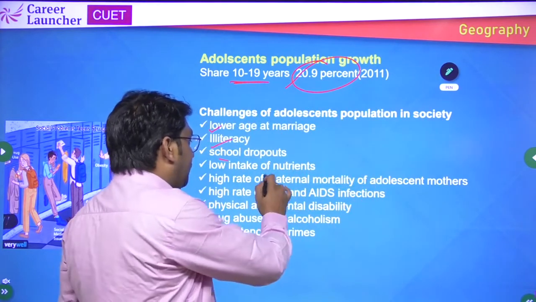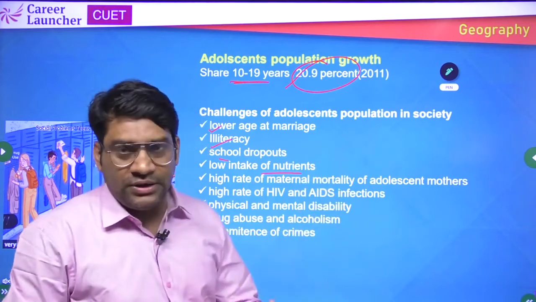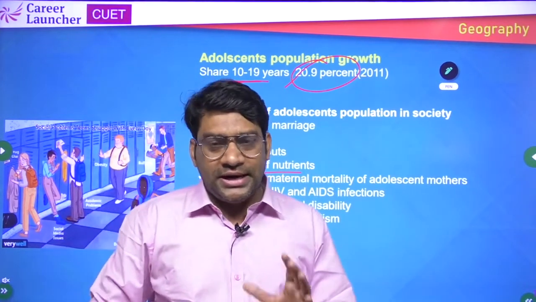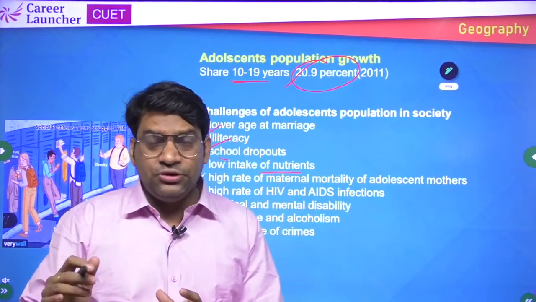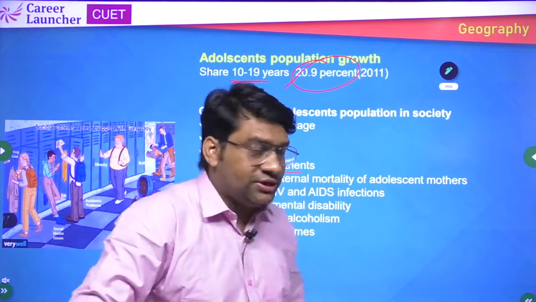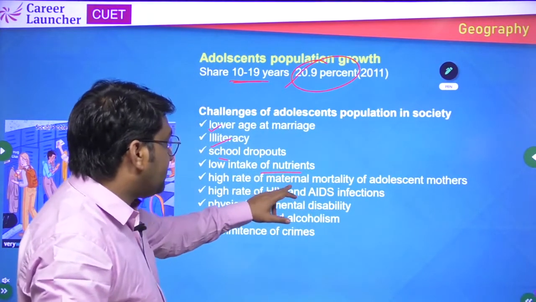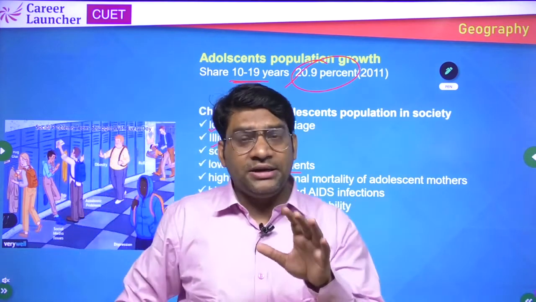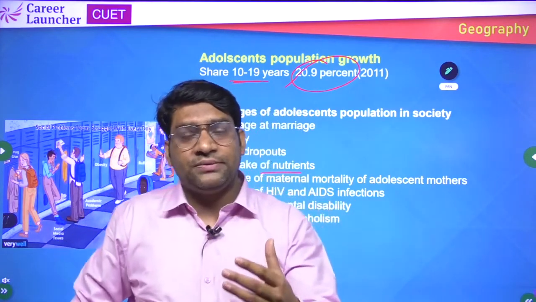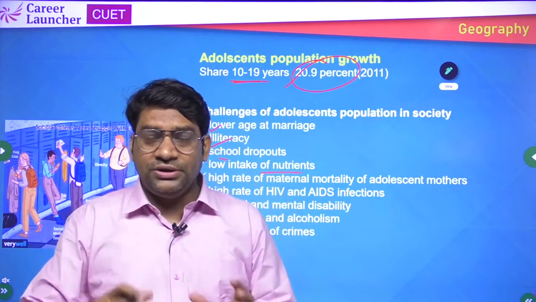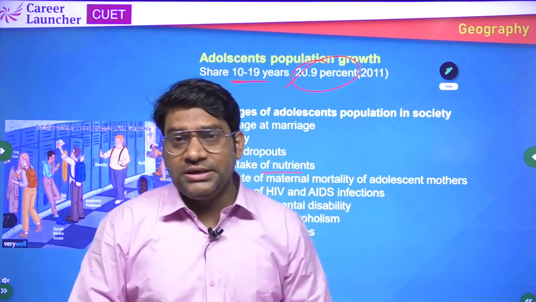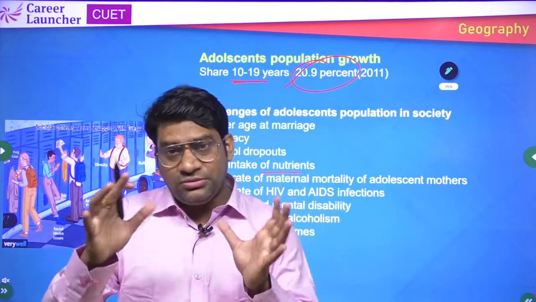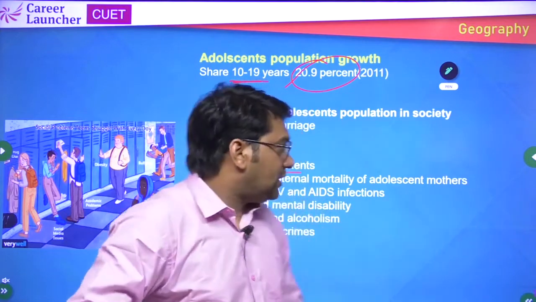A low intake of nutrients, lack of good supply of foods, is the reason why the malnutrition problem is very high in our country. Okay, high rate of maternal mortality of adolescent mothers, they lack iron content, they are not able to get good quality food during the time of pregnancy, and that was the reason behind it. जो pregnancy के बाद जो बच्चा होता है that also is not healthy, and that was the reason.